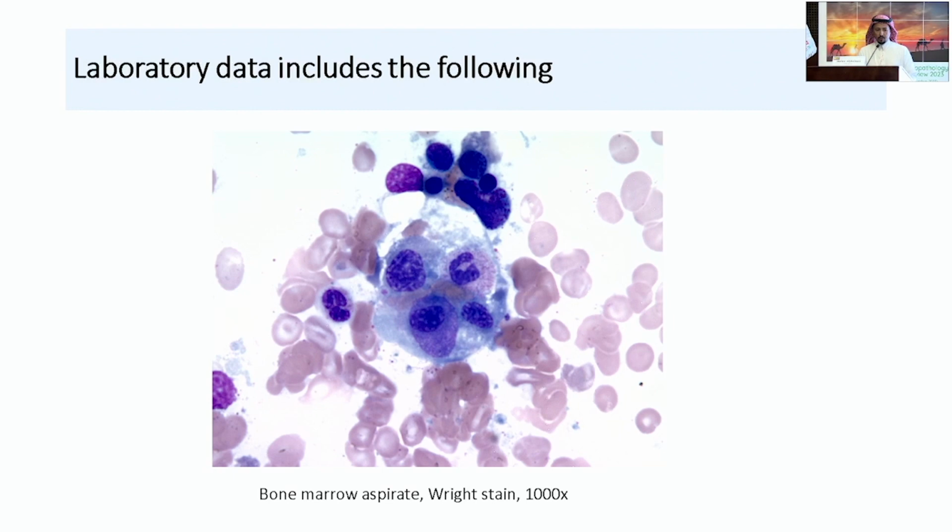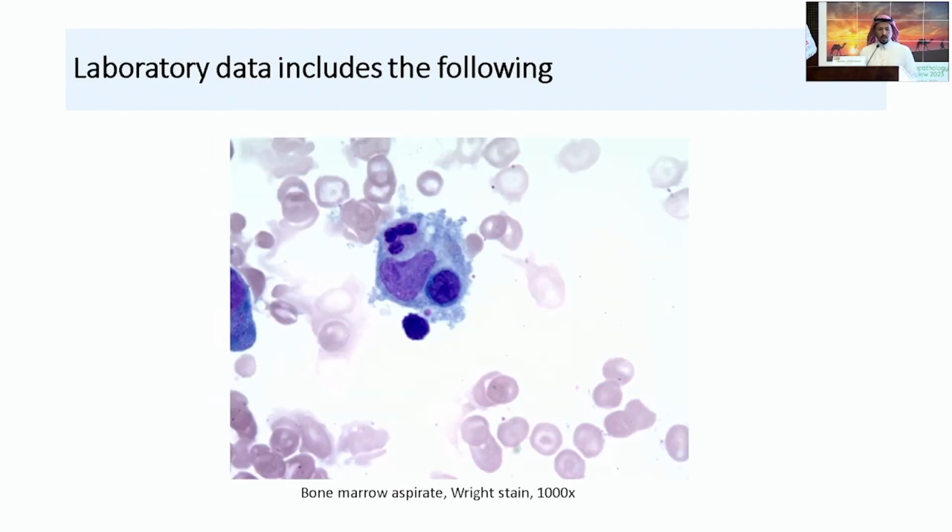This is another picture. You can see eosinophil, maybe lymphocyte, and some digested cells. So in the bone marrow they have clear phagocytosis.